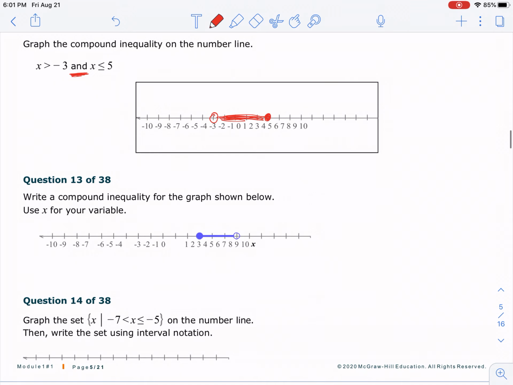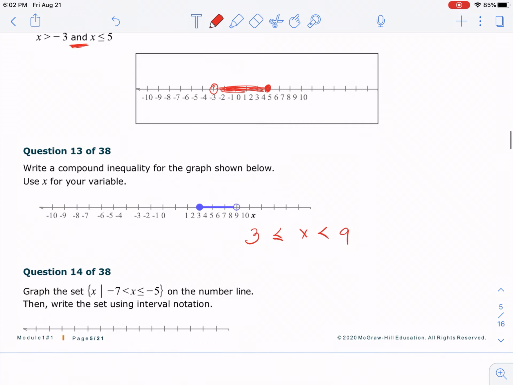Now for number 13, you can see that it's everything in between 3, including 3, and 9. So the compound inequality would be 3 less than or equal to x less than 9.